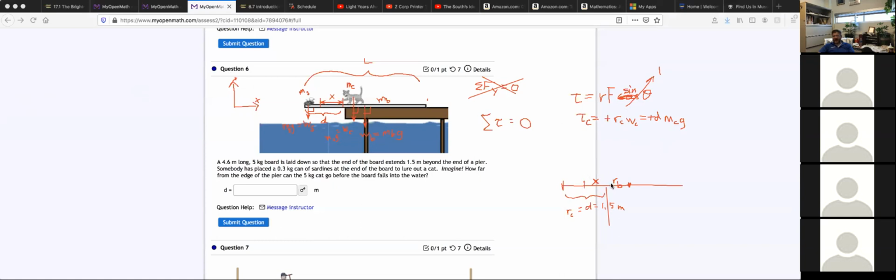The second one, X, that one's easy. The X, which is the distance to the cat, that one's also easy because we know everything there except for X. So we can go ahead and write that one down. The torque, maybe.